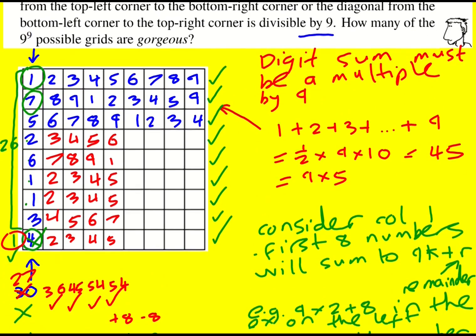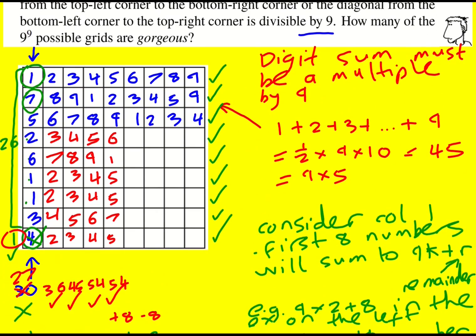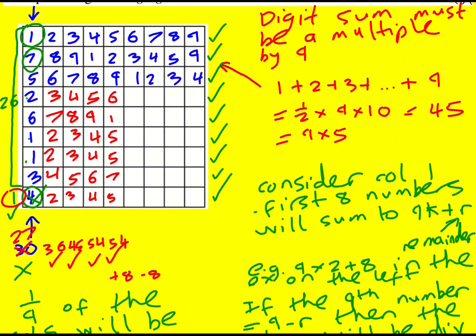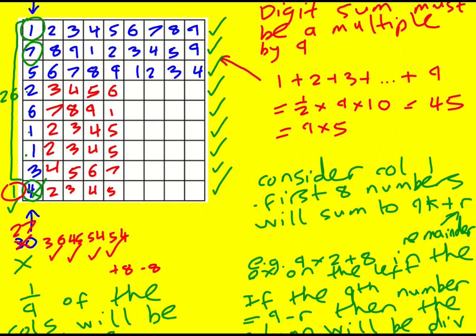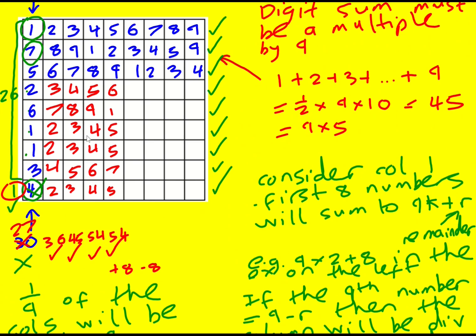Right, all the rows work. They must work every time. They all add to 45. The columns only, if you pick the first 8 however you like in column 1, which then decides column 2, column 3, and so on, there's only one number that is going to work out of the 9 digits as the bottom number in a column.